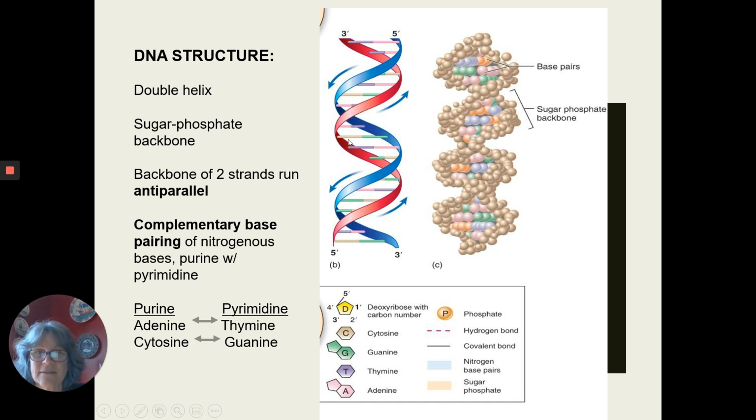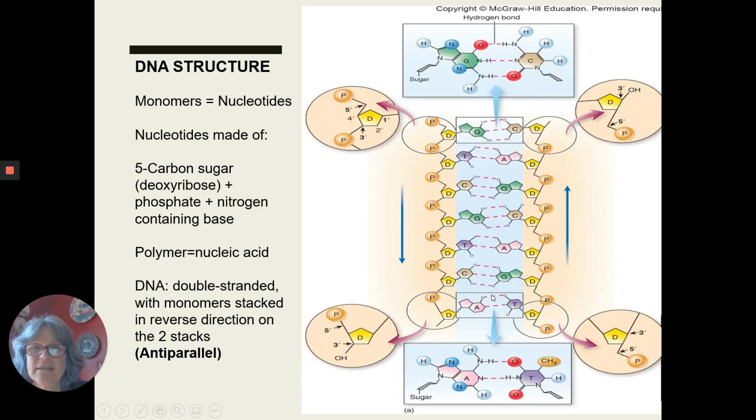Our bases, as we see, connect in the middle to give us one solid rung. And the way our bases pair up, we call this complementary base pairing, because only one base can pair with one other base. Adenine can only pair with thymine, and cytosine can only pair with guanine. Let's go back here. We see adenine and thymine, cytosine, guanine, thymine, adenine.